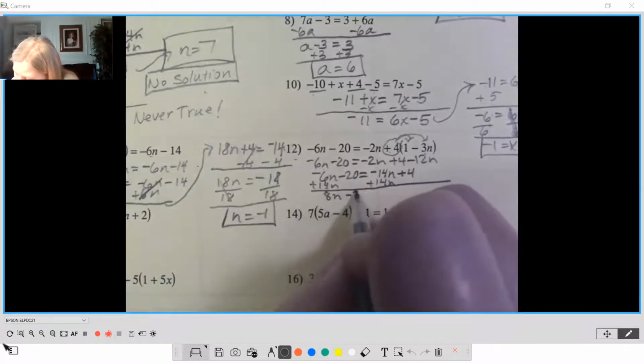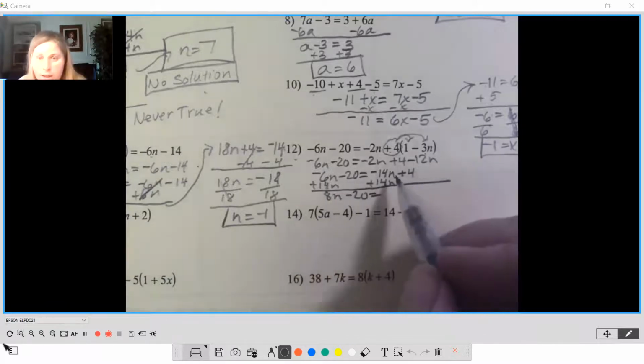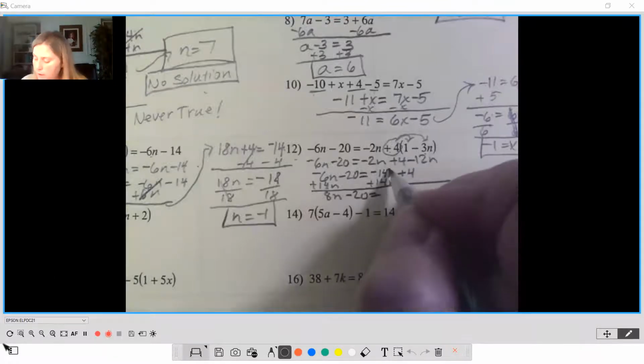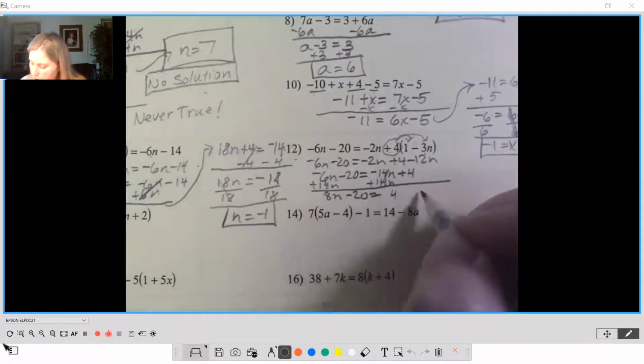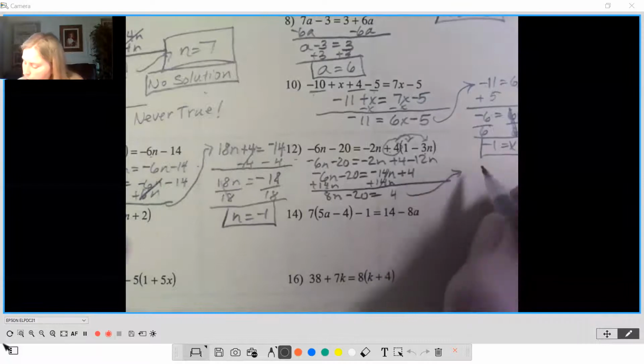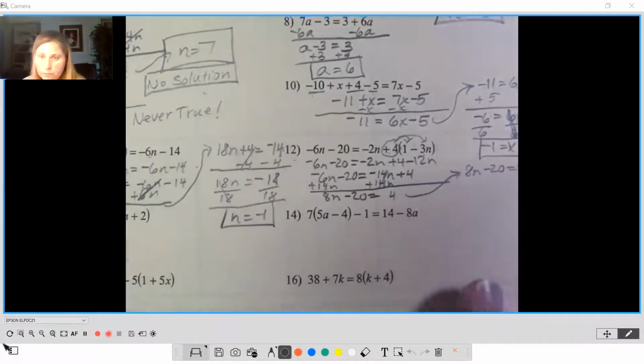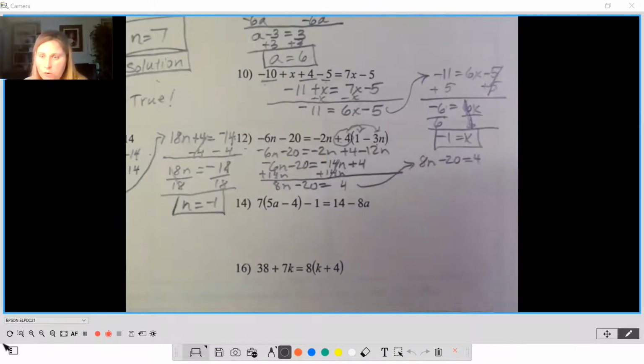Then bring down the minus 20, bring down the equals. 14n minus 14n is 0, and then bring down the 4. I still ran out of space, even though I was writing tiny. 8n minus 20 equals 4. I'm just going to copy that over.